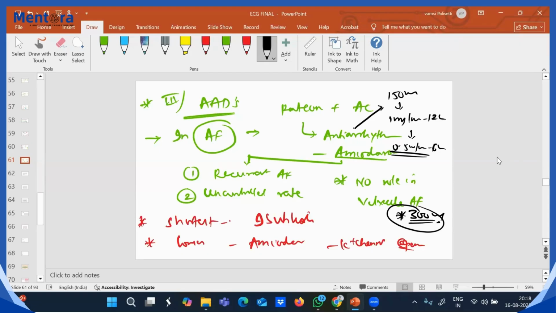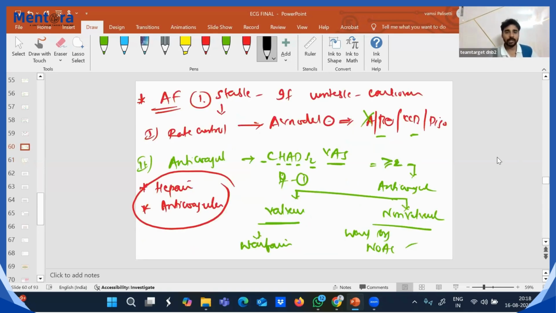Otherwise, for valvular AF as well as non-valvular AF, you have to calculate CHA2DS2-VASc first. Definitely you have to give anticoagulation. The main aim is to prevent thrombus formation and prevent embolic strokes. So don't get so much confusion.